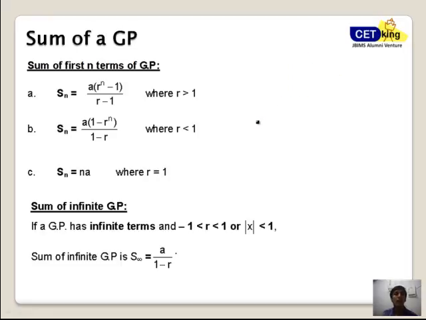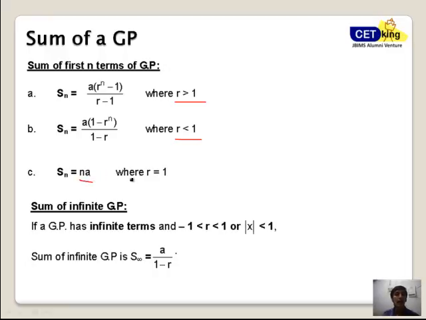Let's see how we can find the sum of a GP. Sum of first n terms of GP is given as Sn is equal to A into R raised to n minus 1 upon R minus 1 when R is greater than 1. When R is less than 1, it is given by A into 1 minus R raised to n upon 1 minus R, and when R is equal to 1, it is simply n times the first term.